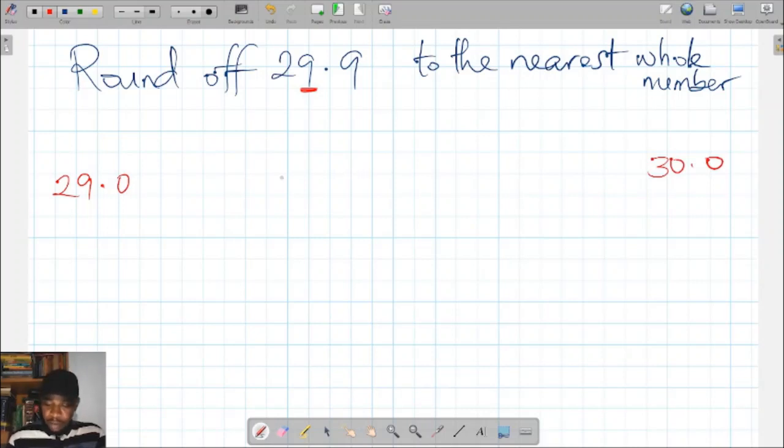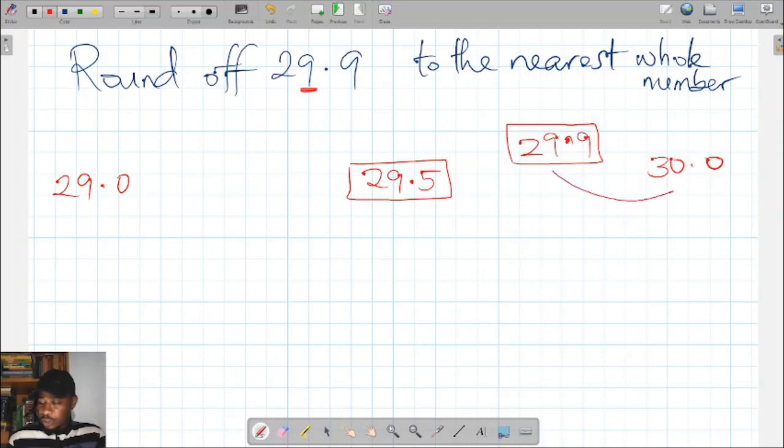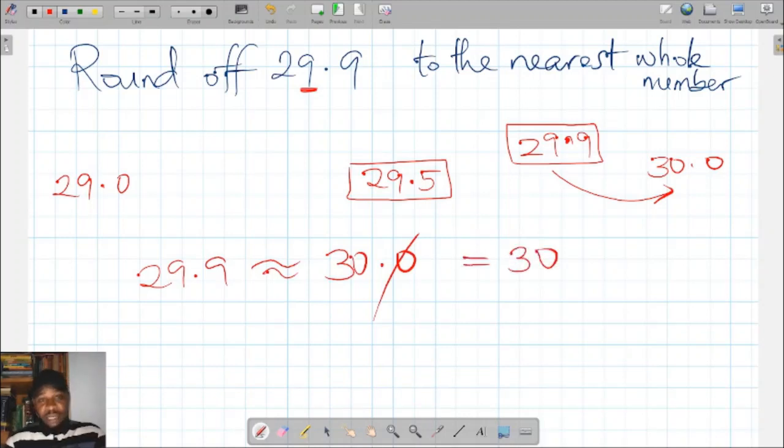Then the middle value will be 29.5. 29.9 is on the right side of that, so it is closer to 30.0. So we'll say 29.9 is approximately equal to 30.0, which you can cancel out the trailing zero and say it's equal to 30. 29.9 is approximately equal to 30 to the nearest whole number.